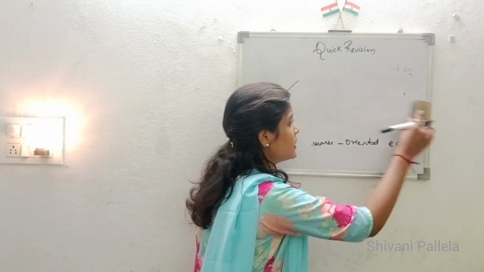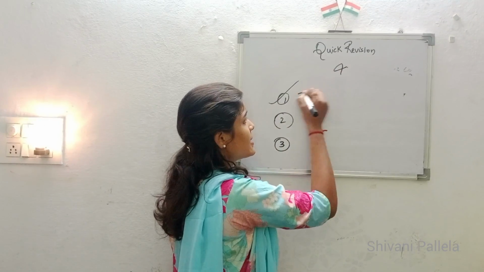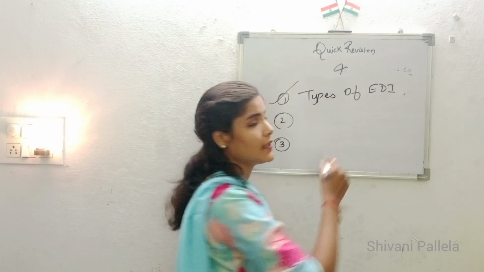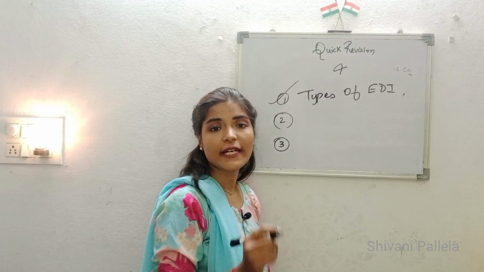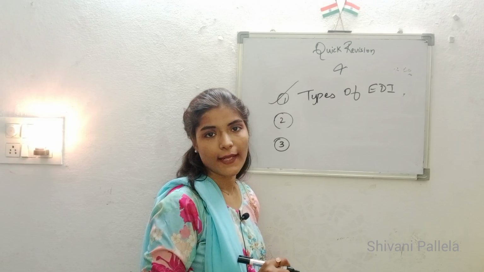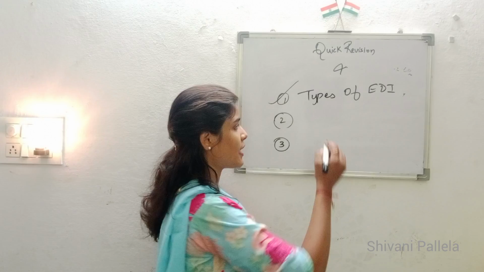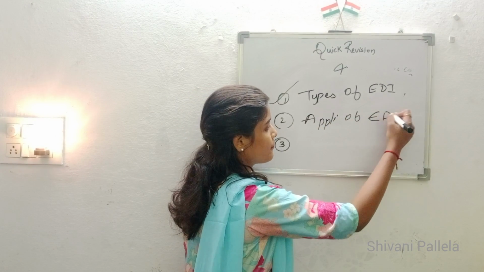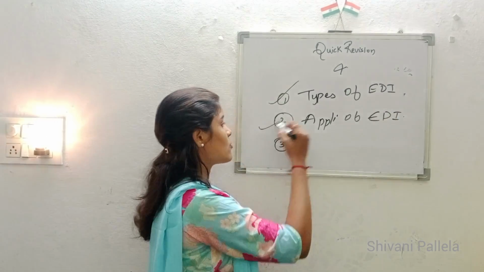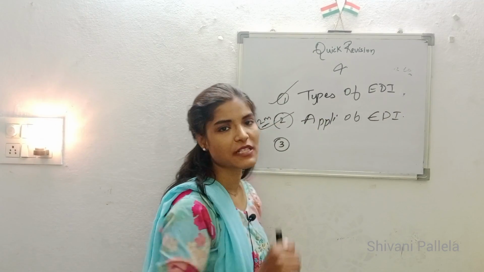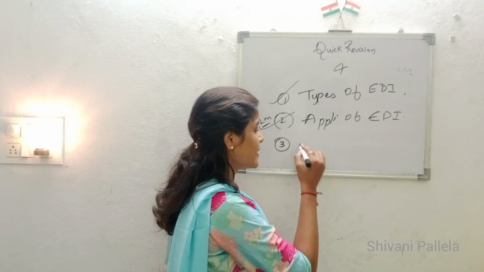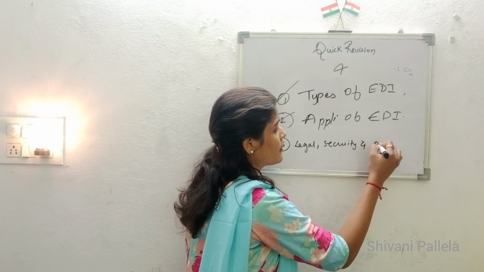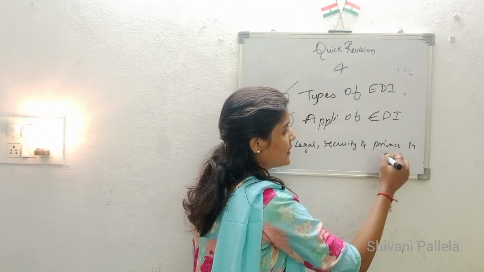So now we will discuss unit number 4. The first important question is types of EDI. EDI stands for electronic data interchange. What are the different types of EDI we have? And the next one is applications of EDI. This will be mostly useful for short marks, but sometimes they will ask for long also. The last important question is legal security and privacy in EDI.